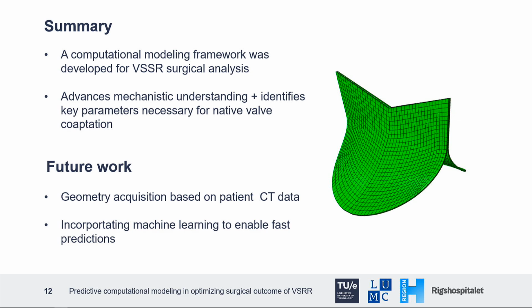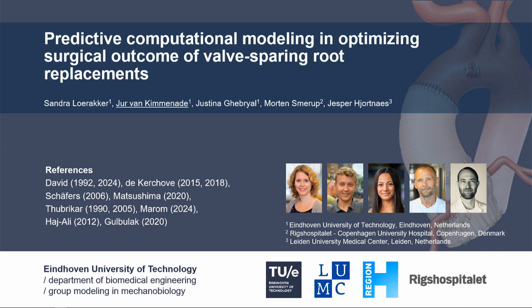I think the holy grail in this project would be to upload all the data we have into a computer model, tweak all the variables we use in valve-sparing root replacement surgery, and then somehow predict what kind of tools we want to use for achieving effective coaptation. So thank you, and again, all acknowledgements go out to Jörg Kimmenade, a 21-year-old brilliant young engineer. So thank you.